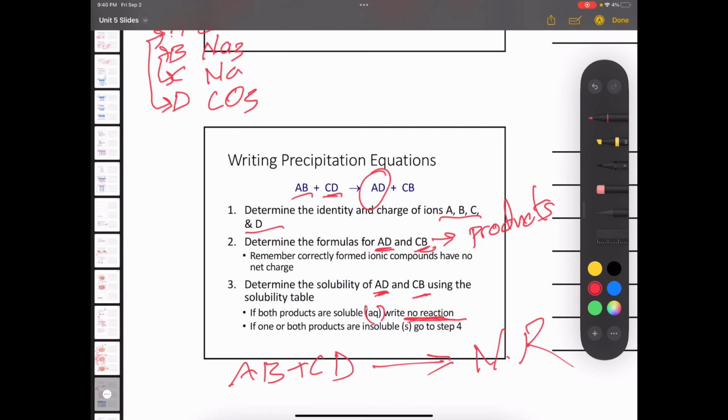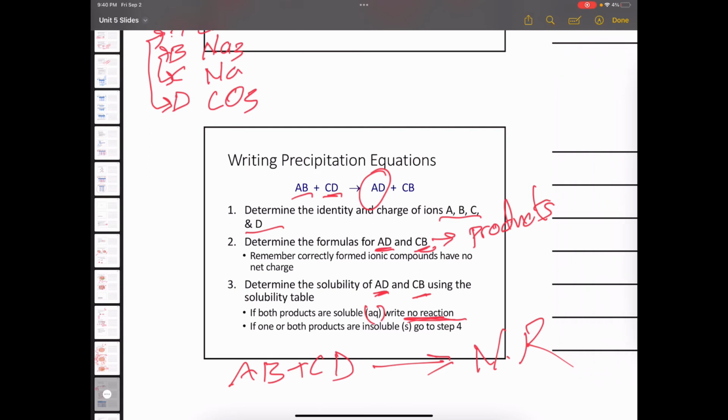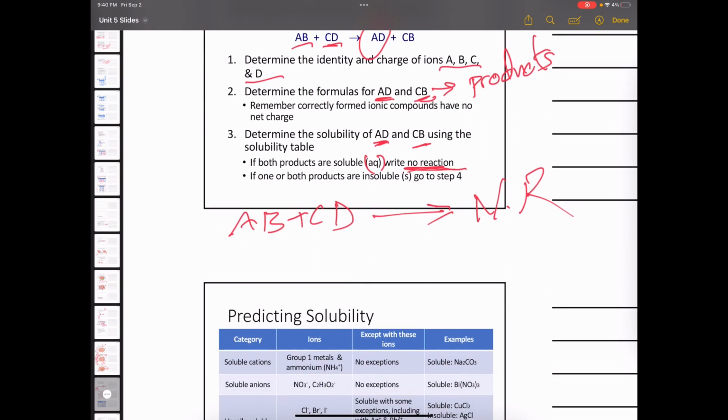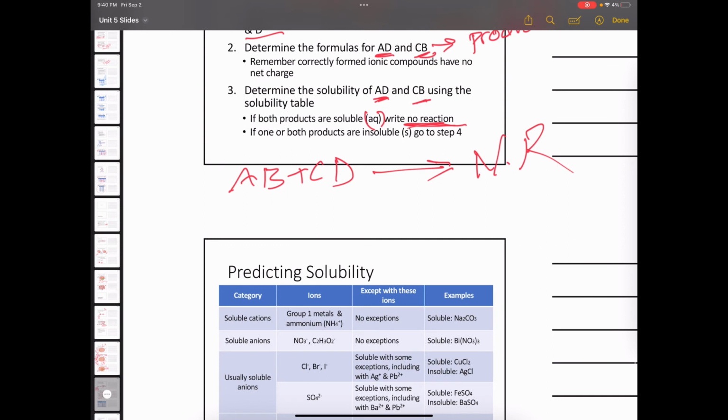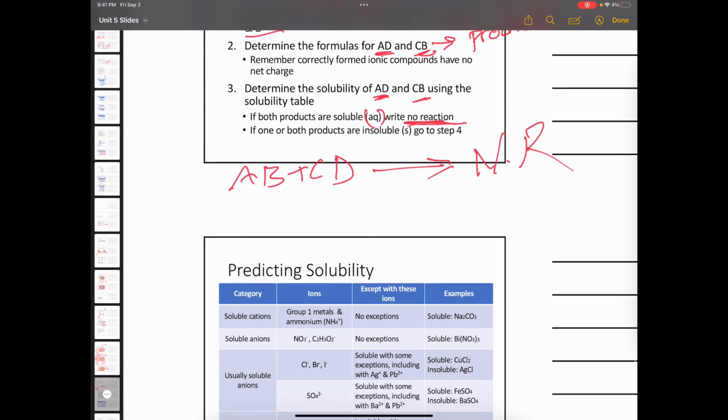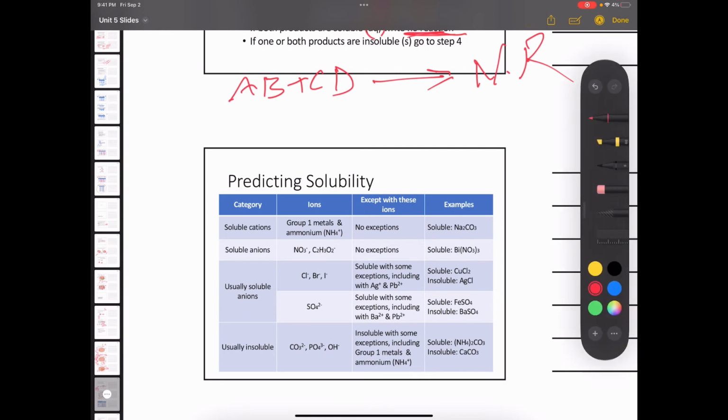You can just stop right there, and you will still get full credit on the exam or on the homework. Okay. So the $1,000,000 question is, how would I know the solubility? How would I predict the solubility of my products? And the answer is right here.